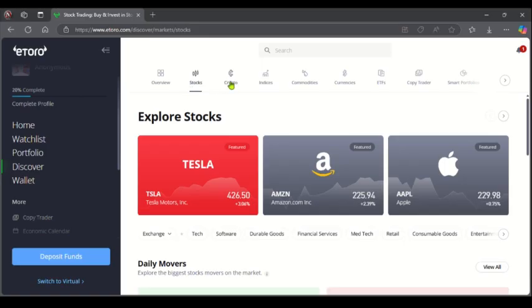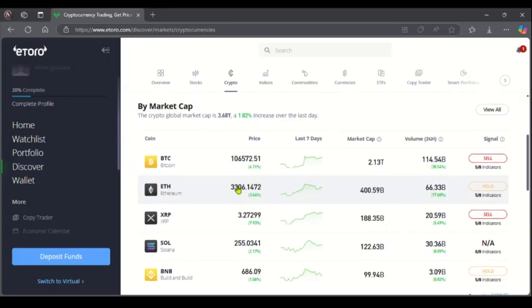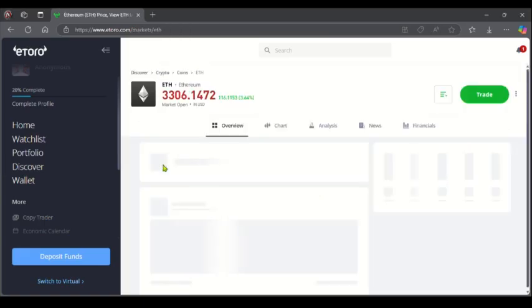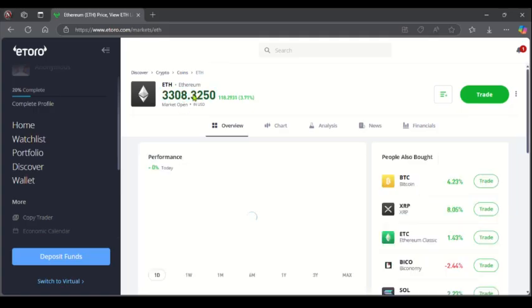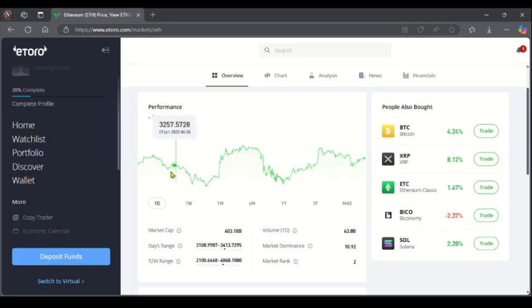So you just come down here, you can buy from the market cap, and this is the market cap, and Ethereum has the largest market cap, which is pretty cool. So just tap on Ethereum. You can see this is the market value right here. Then this is the top chart, the performance of the market cap.